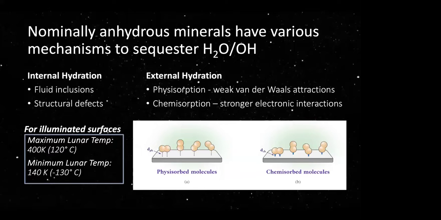Nominally anhydrous minerals, even though they are supposed to be nominally anhydrous, do have mechanisms to sequester water or hydroxyl, or generally speaking, just hydration. This could be through a variety of means, including internal hydration, where you might have fluid inclusions or structural defects, but you also could have external hydration, where you have water or hydroxyl bound to the outside of your mineral surface. You could do this through physisorption, which involves really weak van der Waals attractions and happens at really low temperatures. Or you could have chemisorption, which involves stronger electronic interactions and will be stable at much higher temperatures.